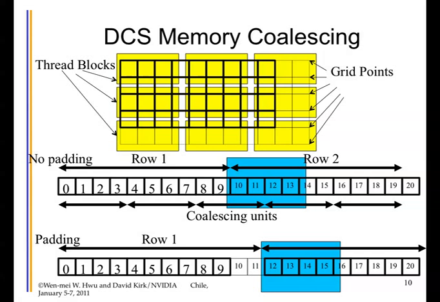Another reason why we would do memory tiling, do padding, is because of coalescing. So in this particular case, let's assume that the coalescing units are 4 data points each. So if we didn't pad the data structure, let's say if we're willing to do the testing and so on, we still will run into coalescing problems.